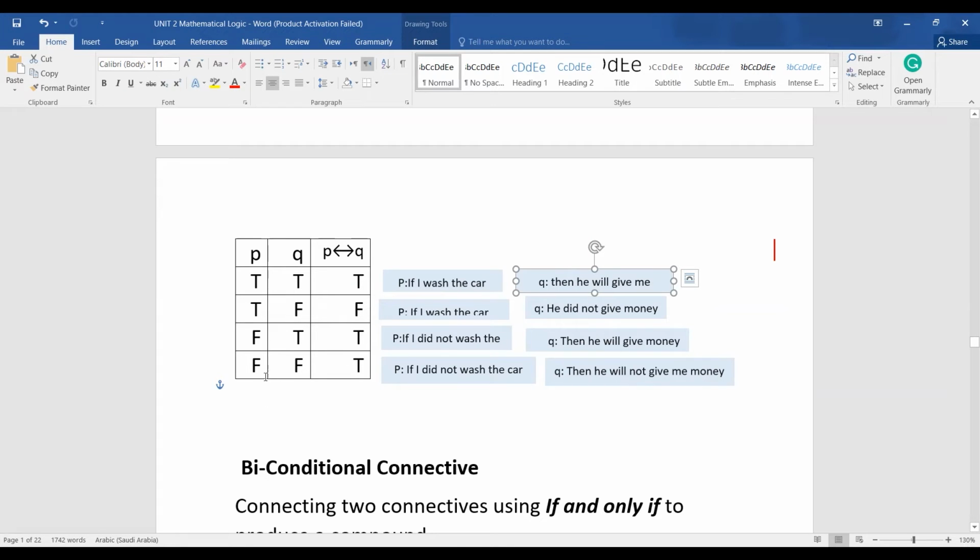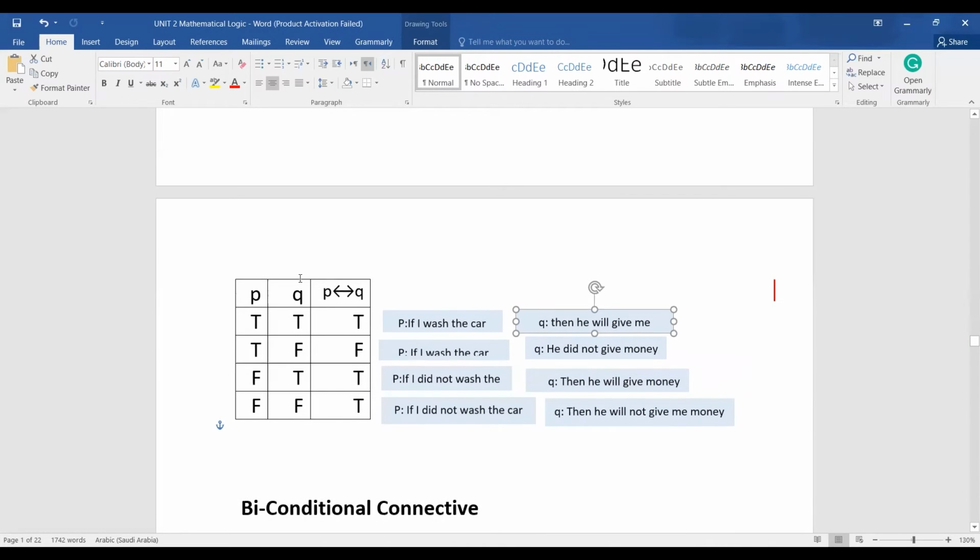Next, when both the statements are false, it will be true, because here, if I did not wash the car, then he will not give me money, which is clear and reasonable. If I did not wash the car, if I did not do my job, then he will not give me the money, which is true.